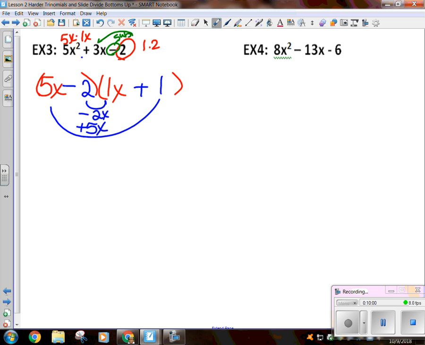That was probably the easiest one on the whole page. You know why? There's only one way to get 5x squared, and there's only one way to get 2. So being as that's the case, you just had to put them in the right places. So ideas and thoughts as of right now. Everything okay? Let's go to the next one.